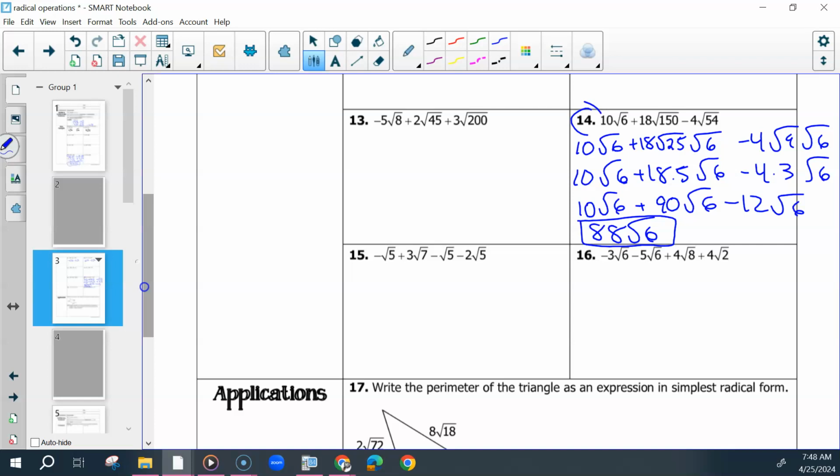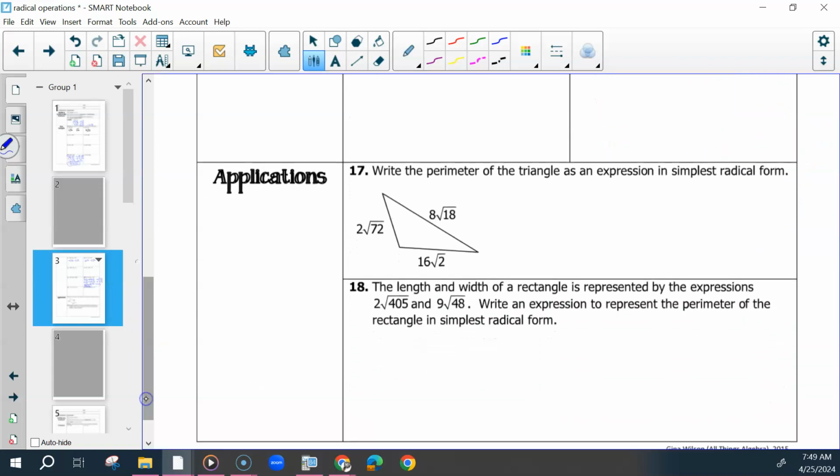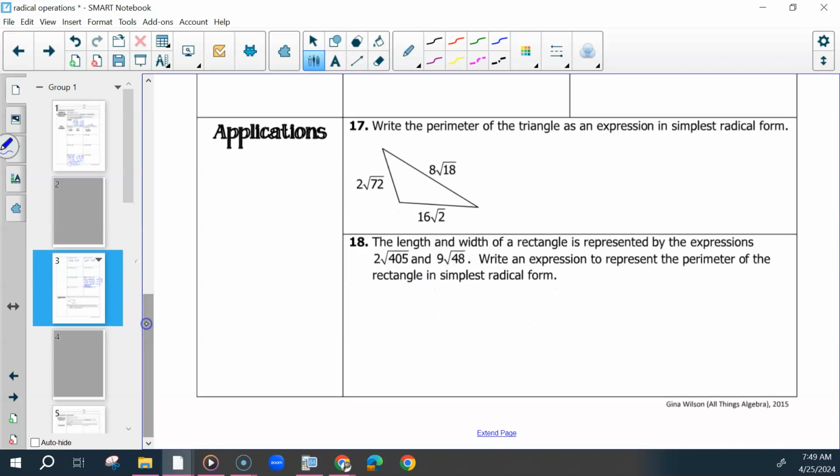Are there any others we want to see you go over through 16, or any other questions we have on adding and subtracting radicals? We'll do this perimeter problem, and then we'll move on to multiplying radicals. So to find the perimeter, I do what with these?